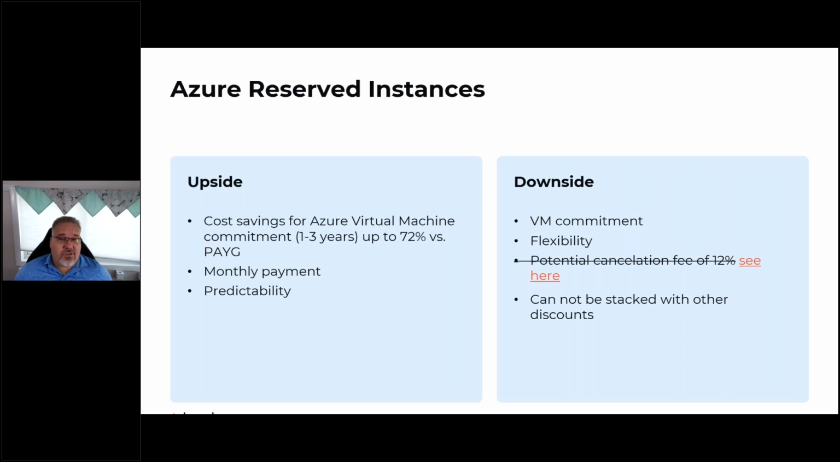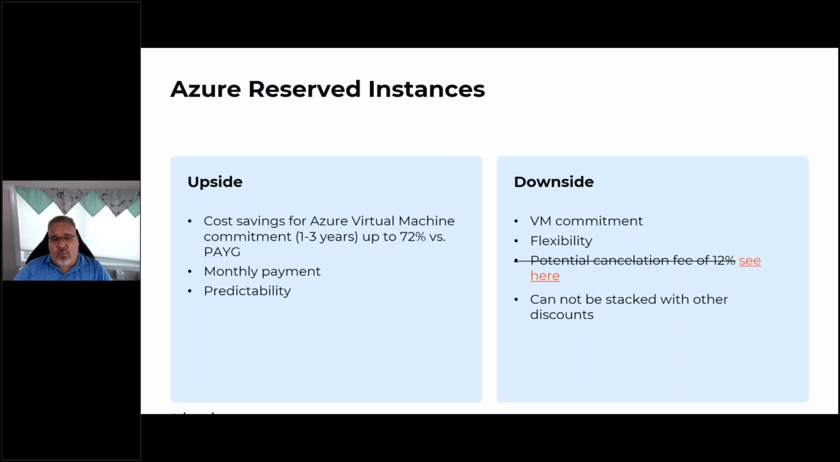You are committing to that virtual machine for a 1 or a 3-year term. You don't have much flexibility. You can scale up in the family. So if you picked a D2 machine, you can scale up to another D2 series machine, different RAM, different CPU, but you can't change families.